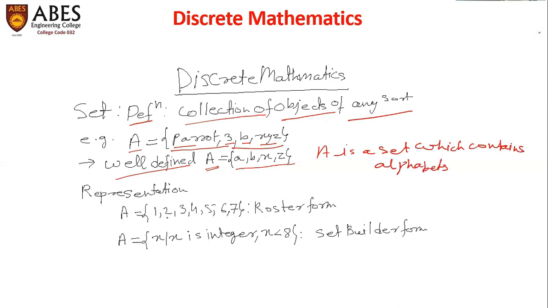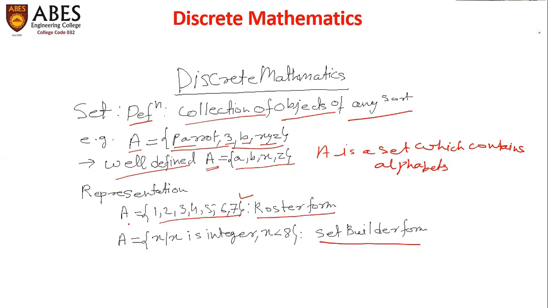Okay, the next topic is how to represent a set. There are two forms to represent a set. The first one is the roster form, in which we display all the elements of a set. This is good for a small set, but for a larger set it is not suitable. So we use the set builder form. In set builder form, we use some notation to summarize a set.